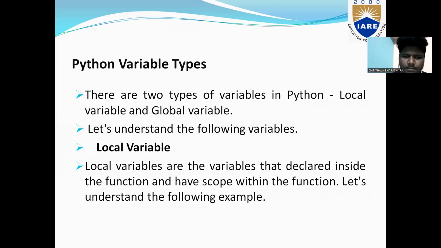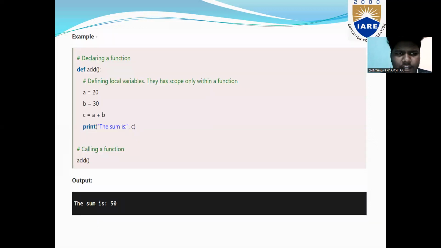Let's understand the following example. This is the example for local variable. First, we are declaring a function, that is def add. Then we are defining local variables, which have scope only within the function. We declare local variables in the function, that is a equal to 20 and b equal to 30 and c equal to a plus b. We are printing the sum is c, and then calling the function add, and we will get the sum is 50. Here these are the local variables. Then we are calling the function and we will get 50.